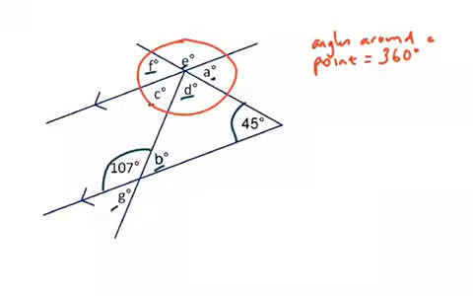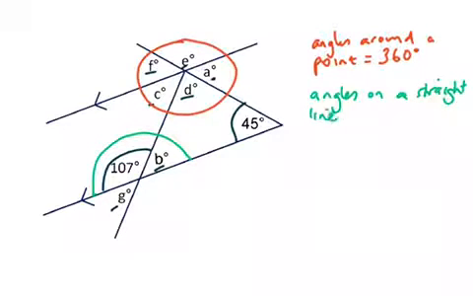We also know, and I'll use a different colour for this, that the angles on a straight line, let's pick this one here, always add up to 180. So we can say angles on a straight line equal 180 degrees. Now if we have a look at this diagram, is there anything else we know?